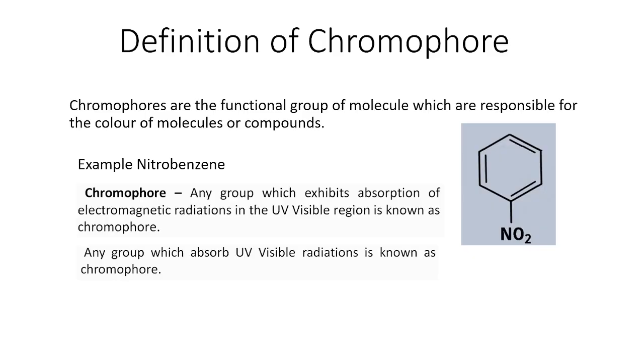Definition of chromophore. That means chromophores are the functional groups of a molecule which are responsible for the color of molecules or compounds. That means any group which exhibits the absorption of electromagnetic radiation in the UV-visible region is known as a chromophore. Example, nitrobenzene. Here the nitro group is a chromophore.